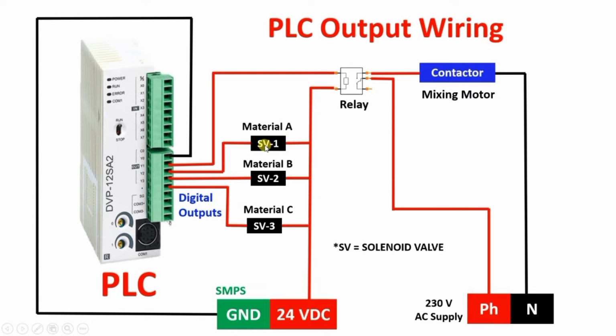Similarly here, SV1 means solenoid valve for material A. Similarly, the second and third solenoid valves are for material B and material C. Each has one terminal connected to 24-volt supply and the other terminals connected to the respective digital outputs Y1, Y2 and Y3. It is simple to understand.